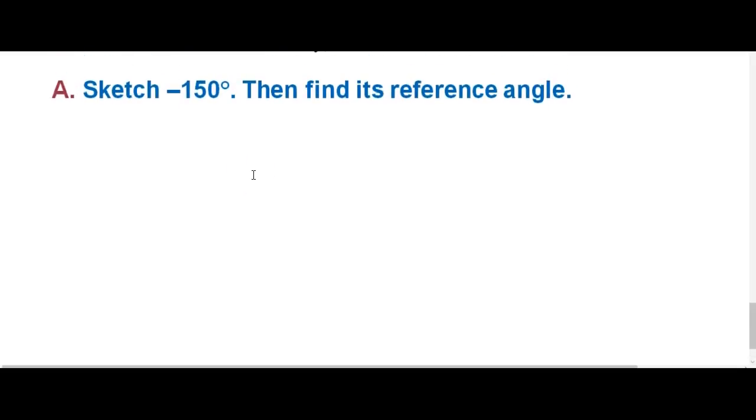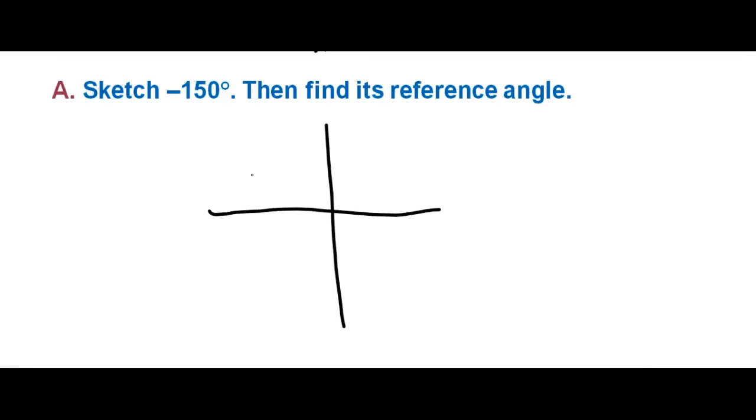We alluded to this a little bit in the previous lesson, but now we want to look at finding a reference angle for a large angle. So for instance, negative 150 degrees. Remember, every time you switch quadrants, you're moving 90 degrees.